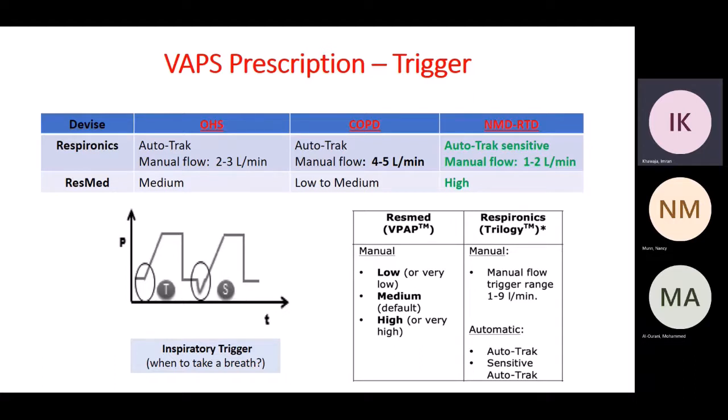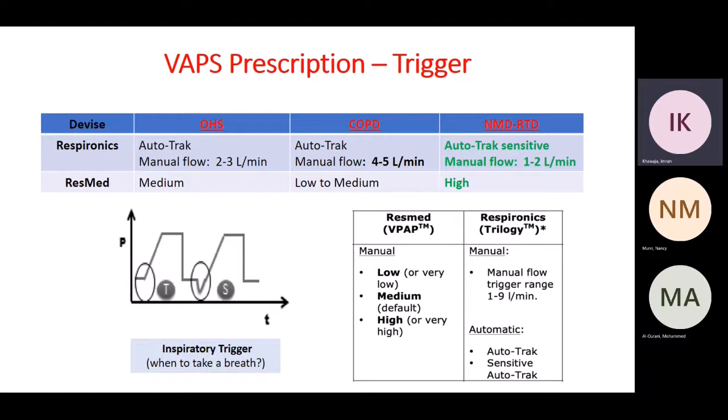This is why I told you there's a lot of information here. You need to keep this handy when you write your prescription. So for patients when they have thoracic restrictive disease or neuromuscular weakness, we want to keep the threshold to trigger a breath easy for them. So they shouldn't be struggling to breathe.